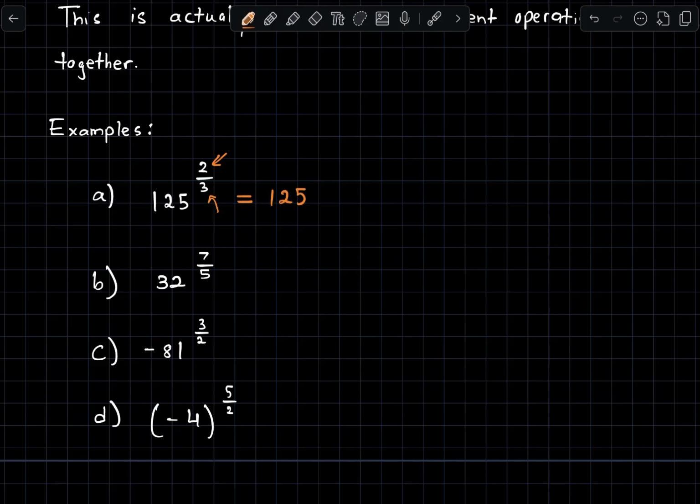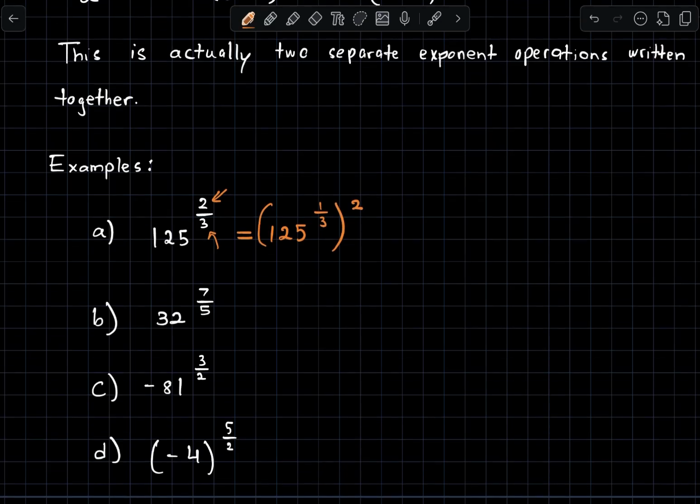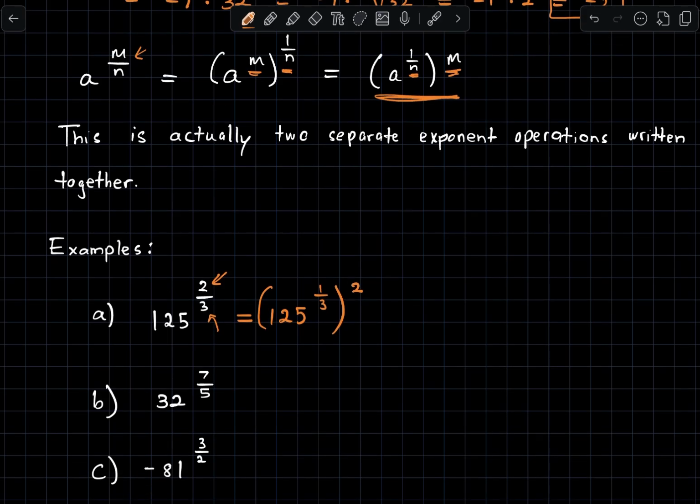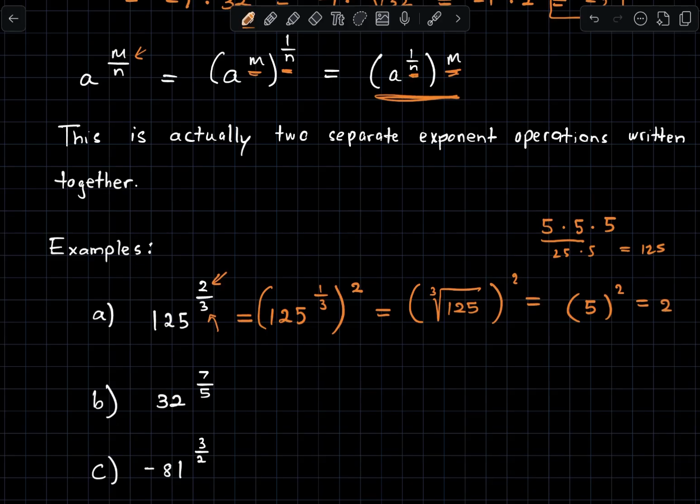So I could have written this as, say, 1/3 here, and then raise that whole thing to the second power if I'm using this definition, or this way of looking at it. Well, raising something to the 1/3 power is really just the same thing as taking the cube root of it. Okay, and the cube root of 125, which number multiplied by itself gives you 125? That's just 5, right? So 5 times 5 is 25, times 5 is going to give you 125. So this entire thing is really just going to be 5. Inside the parentheses, 5 squared is 25.